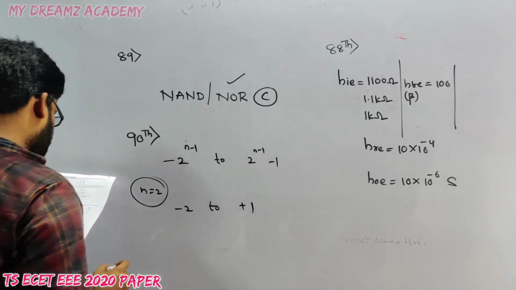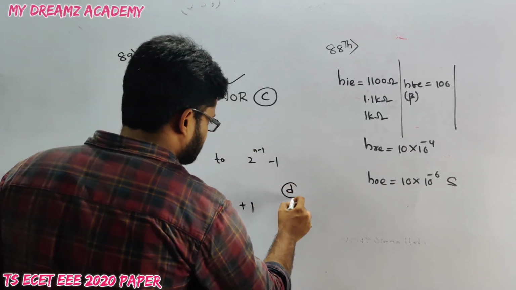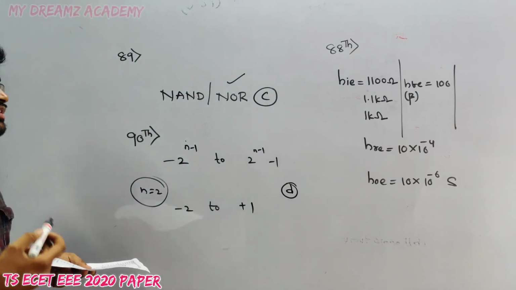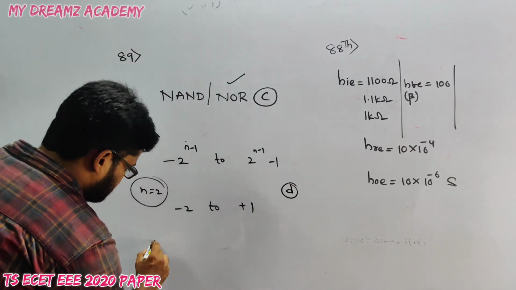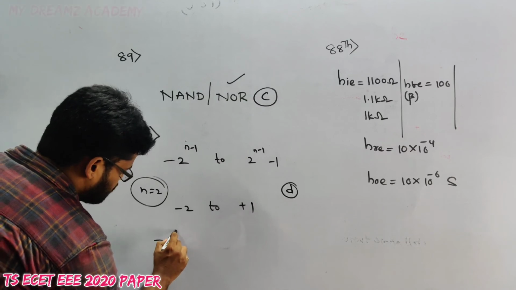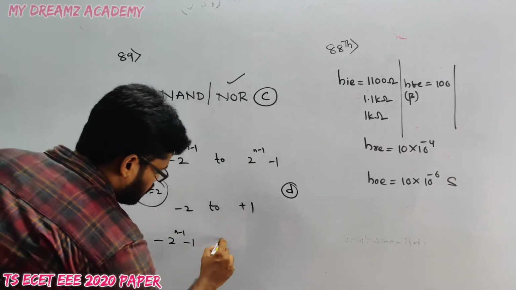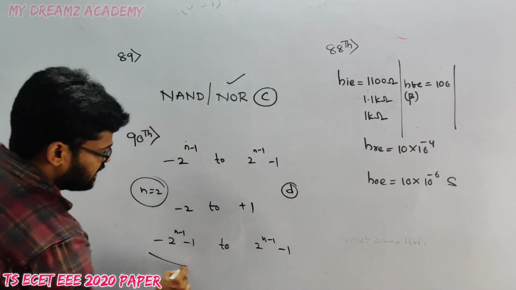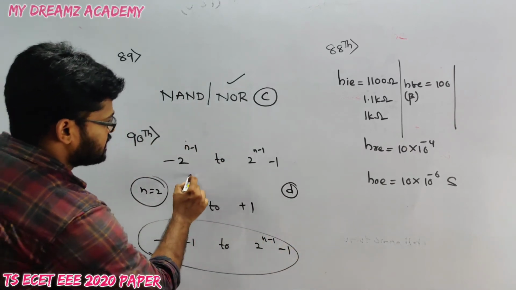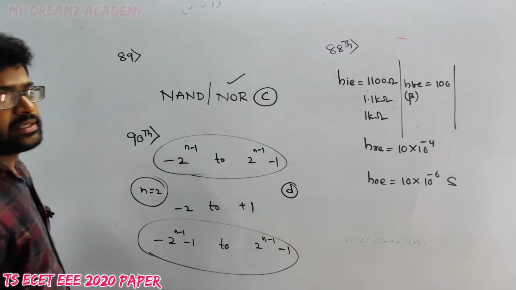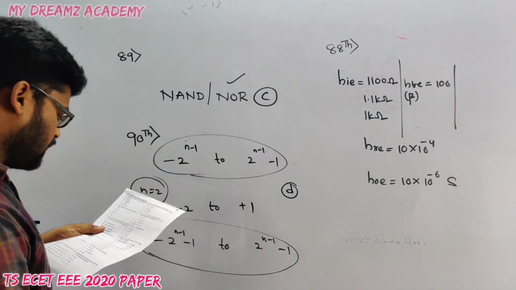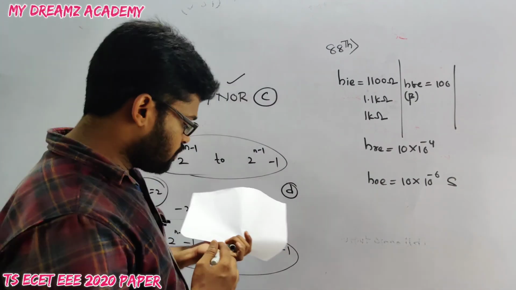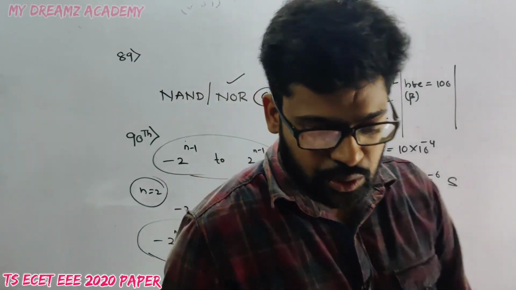So which option is correct? Option D is correct. If the question is asked for 1's complement, then the 1's complement range is -(2^(n-1) - 1) to 2^(n-1) - 1. This is the range for 1's complement, and this is the range for 2's complement. So this is all about question numbers 81 to 90.